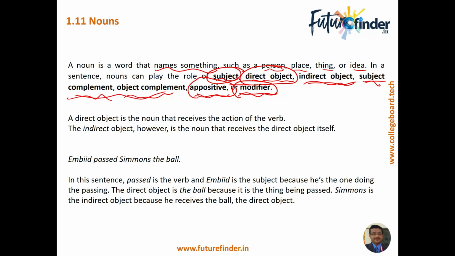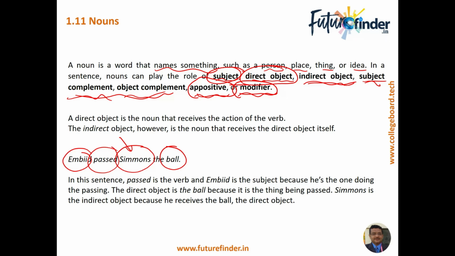So let's look at an example. Here we are saying that Embiid passed Simmons the ball, right? Simon Simmons, it doesn't matter whichever way you pronounce it. I pronounce it as Simmons because there used to be a very good cricket player called Phil Simmons. So, Embiid passed Simmons the ball.